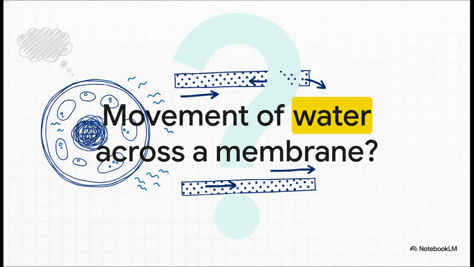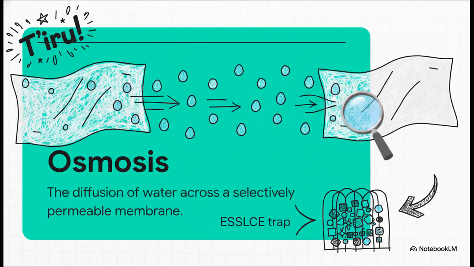Next, the specific movement of water across a selectively permeable membrane is called what? What's your best guess? Tivru. Osmosis is water moving through a cloth filter. Diffusion is a trap meant for general particles.